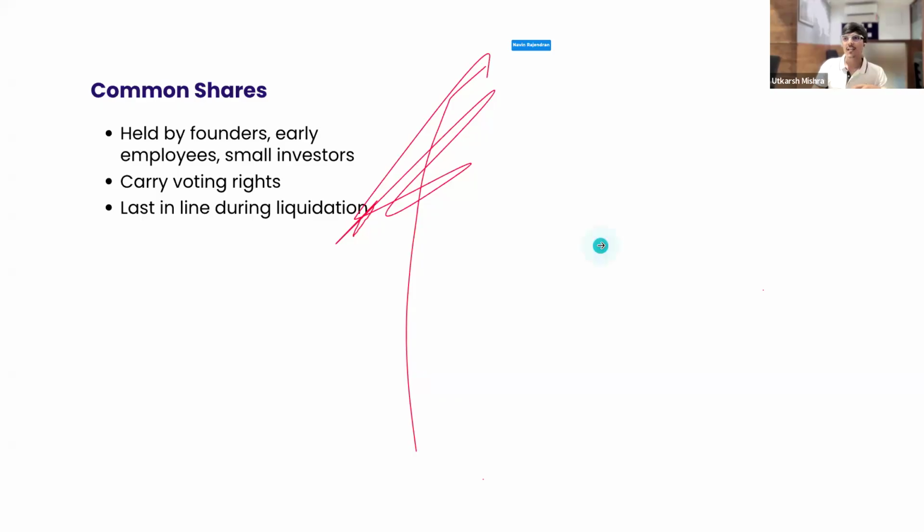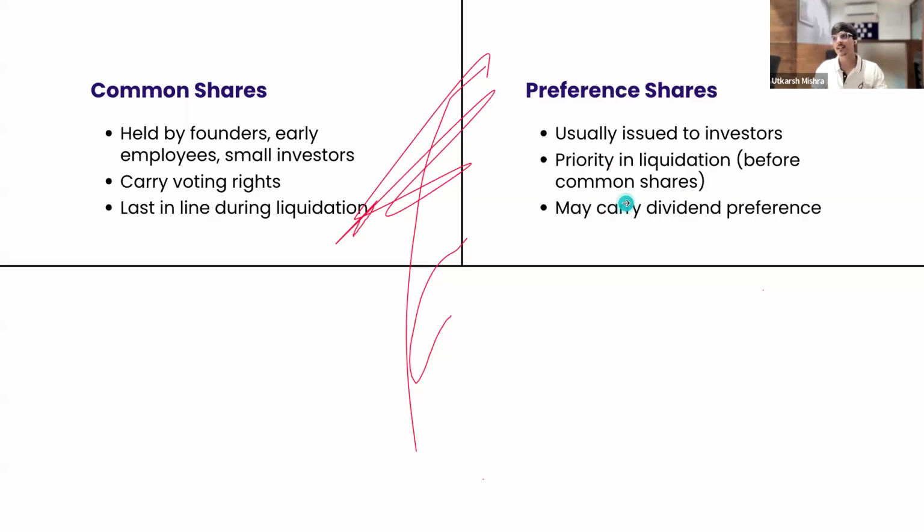There are some types of equity instruments. There are common shares which are held by founders, and these are generally the equity shares.